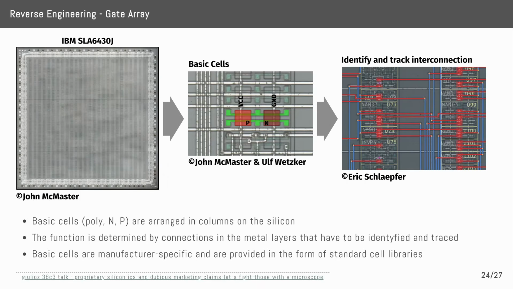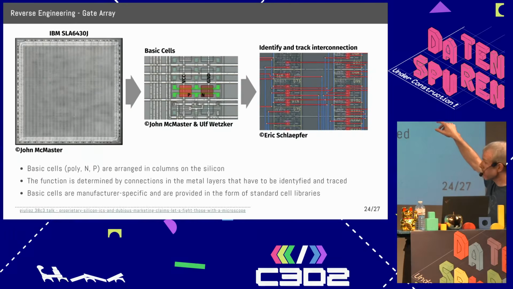And the fun thing is you only need to trace the metal interconnects. Since this is also a library-based design, you find a NAND gate once, and then you can search for it all over the chip in this homogeneous structure, and you only need to trace the interconnects between these logic blocks. Eric did this in KiCad, so in a PCB layout program. He created a footprint for all these standard blocks, and then he placed the traces in between to reverse engineer the whole chip.